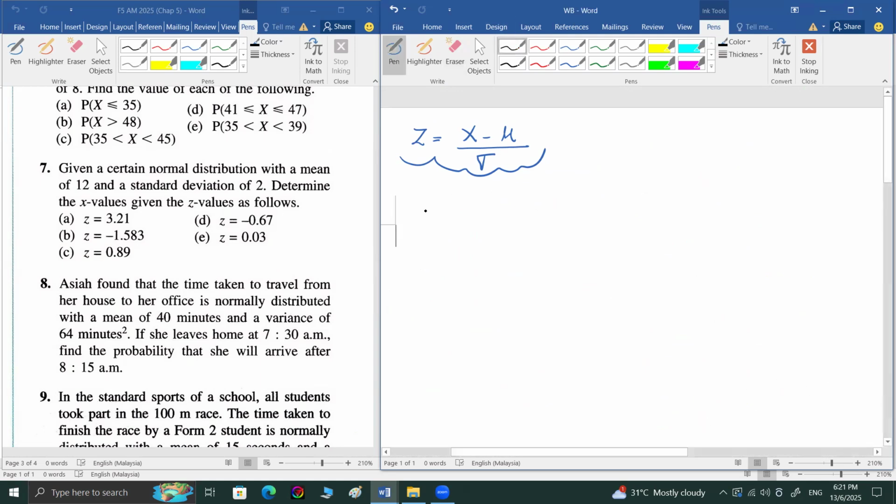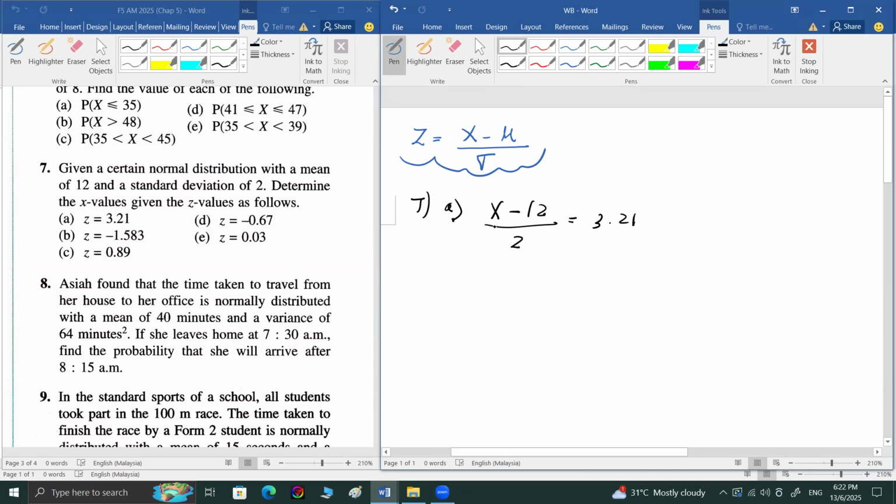Just need to change A, yeah? So you change X minus, because the Z is 3.21, X minus mean per standard deviation. Okay, wait, mean already given, sorry. Mean already given 12. Standard deviation of 2, where the Z given is 3.21.